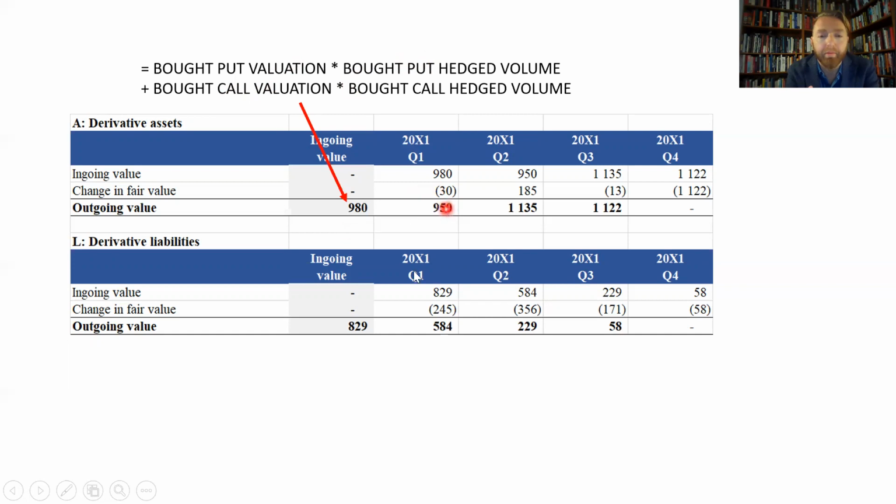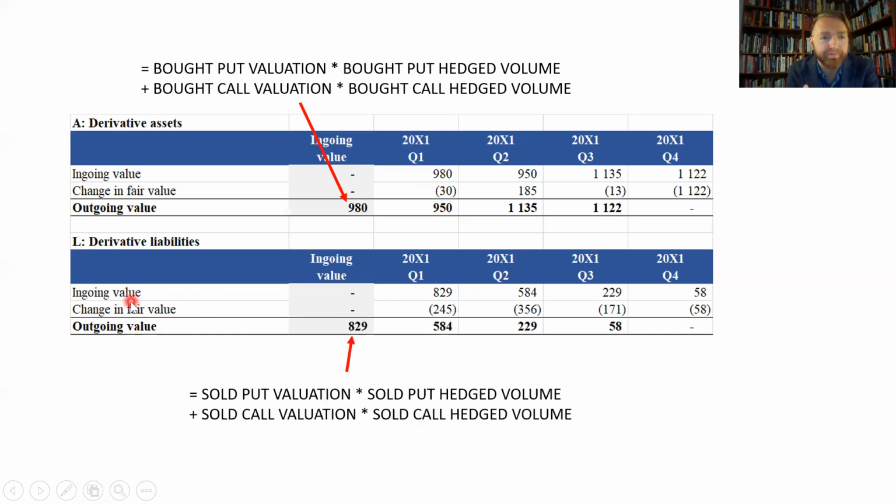And on the other side of the balance sheet, you have the derivative liabilities, where the sold options appear. You have the sold put valuation here on a per contract basis, multiplied by the sold put hedge volume, which is again controlled by the user in the form of a hedge volume assumption.